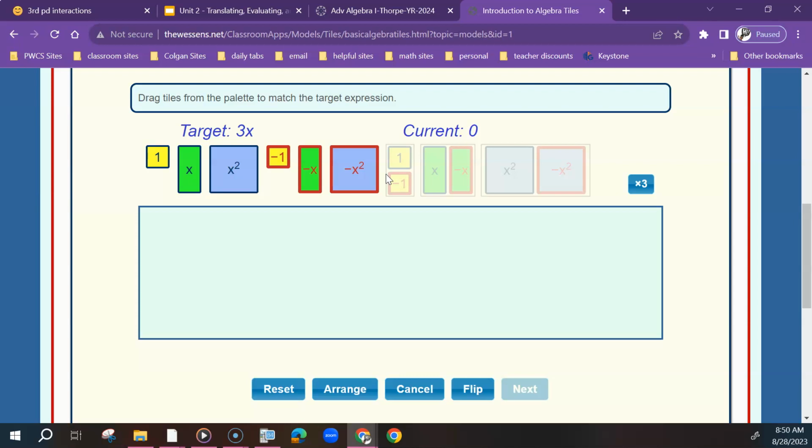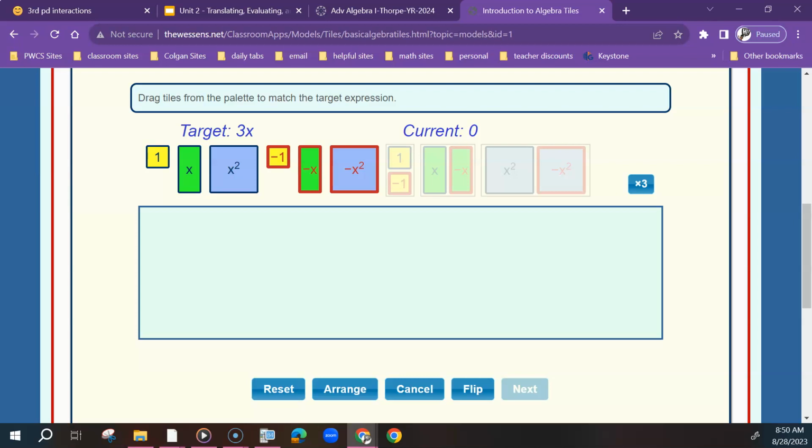Then find your rectangles. Those are going to be your x's. The green side is your positive x. The red side is your negative x. And then find the big squares. Those are your x squares. The blue side is the positive x squared. The red side is the negative x squared.